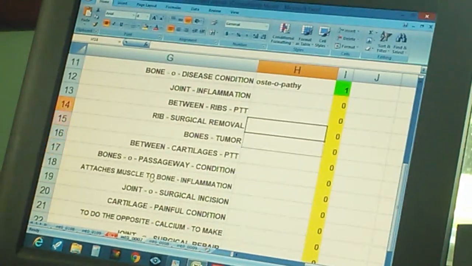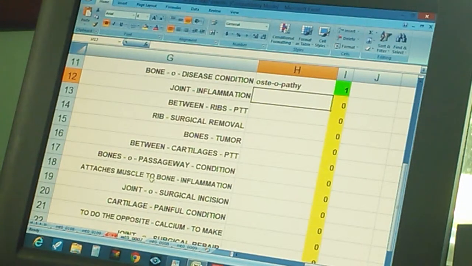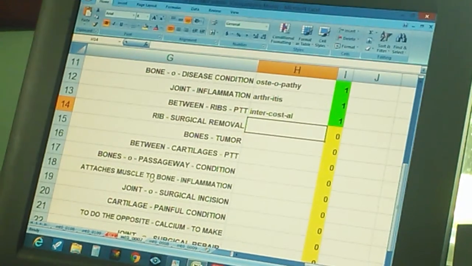Okay. Joint inflammation. Arthritis. Between ribs, pertaining to. Intercostal. Rib, surgical removal. Costectomy. Bones, tumor.